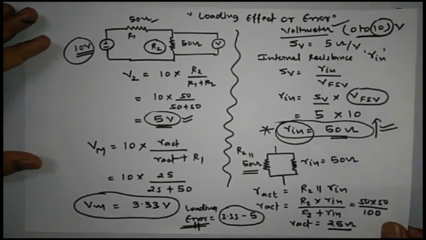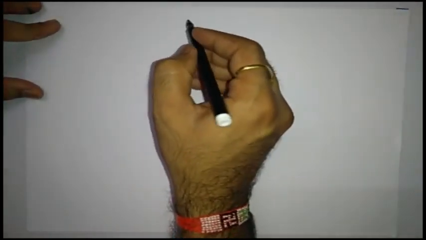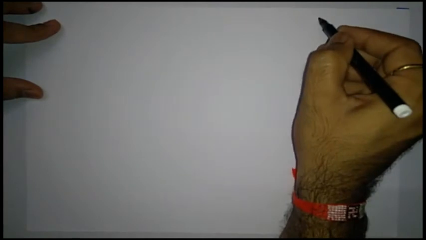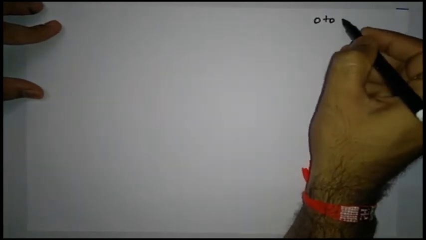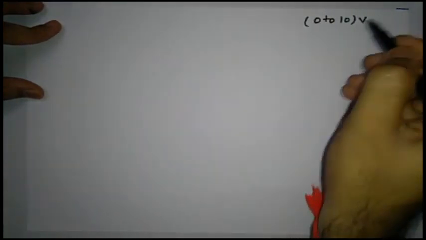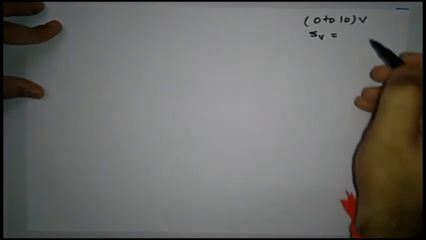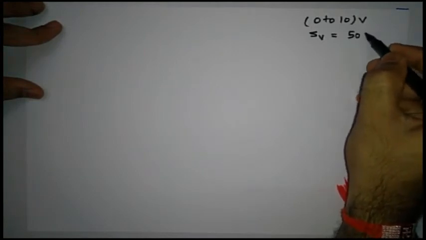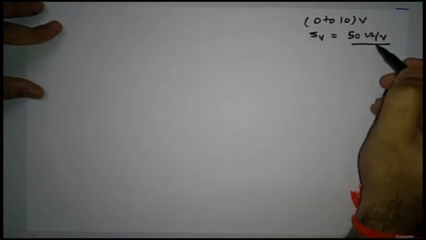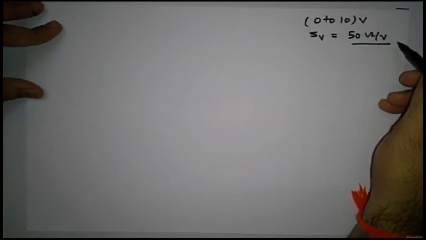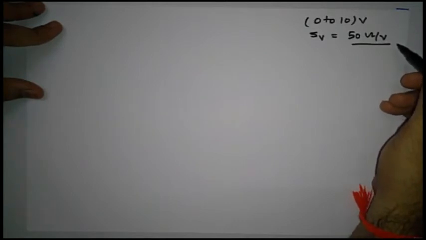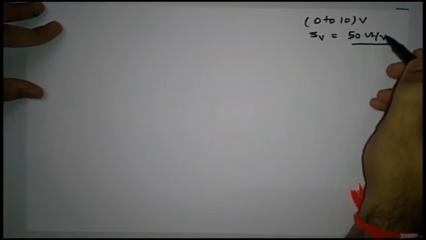Now let us consider another case. Suppose we have selected a voltmeter of the same range, that is 0 to 10 volt, but now the sensitivity of the voltmeter is increased to, say, 50 ohm per volt. Instead of 5 ohm per volt, we are now selecting a voltmeter of sensitivity 50 ohm per volt.